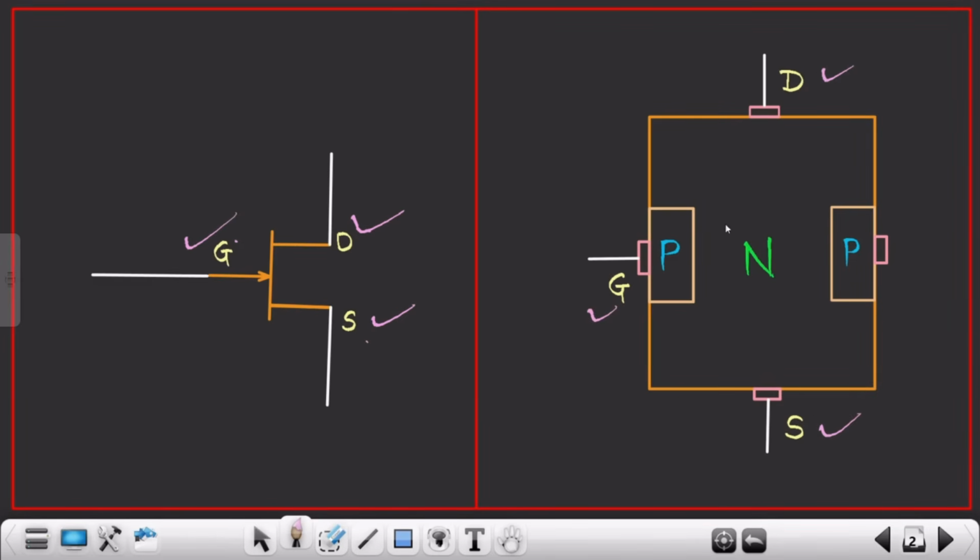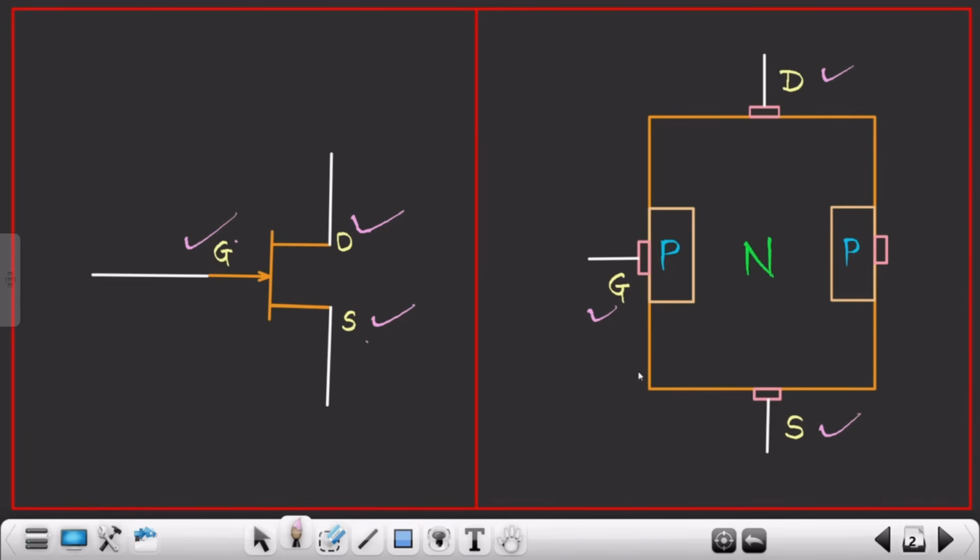So we all know there is one n-type region in between, and it is sandwiched between two p-type regions. One p-type is available at the gate, right? The n-type is available at drain and source, if you could see very clearly. So during DC biasing, we generally provide negative voltage to the gate and positive voltage to the source. That means your VGS is negative, okay.